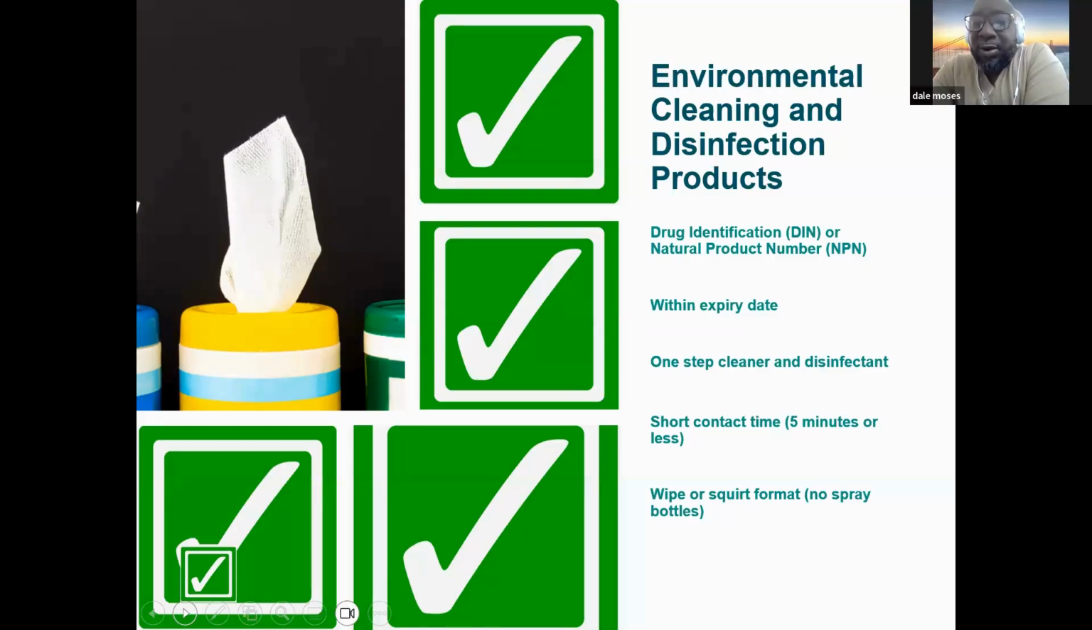It also has to be used within an expiry date. So there's an expiry date for all products that we use, and as long as you're using it within the expiry date, you can rest assured that it's going to work in terms of its disinfection attributes or its claims on its labels. You also have one-step cleaners and disinfectants, which are the wipes, which a lot of us do use.